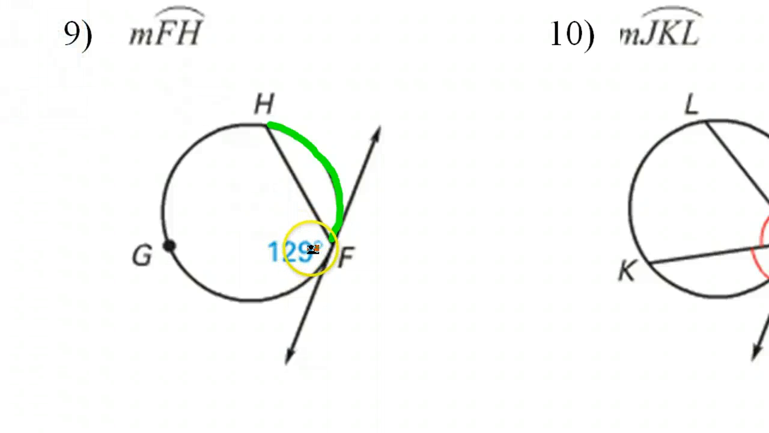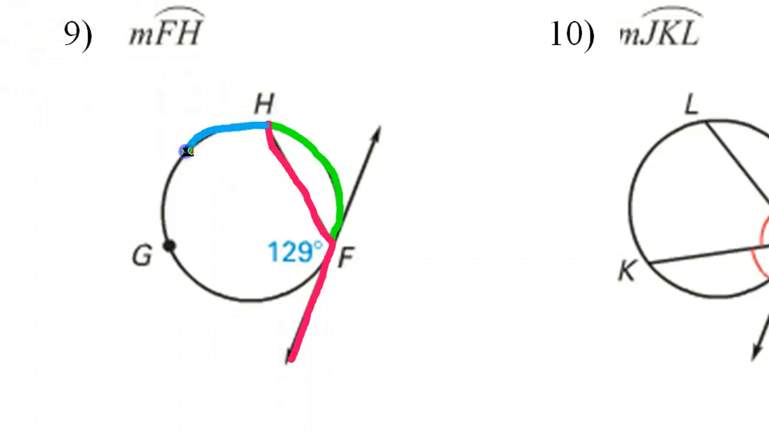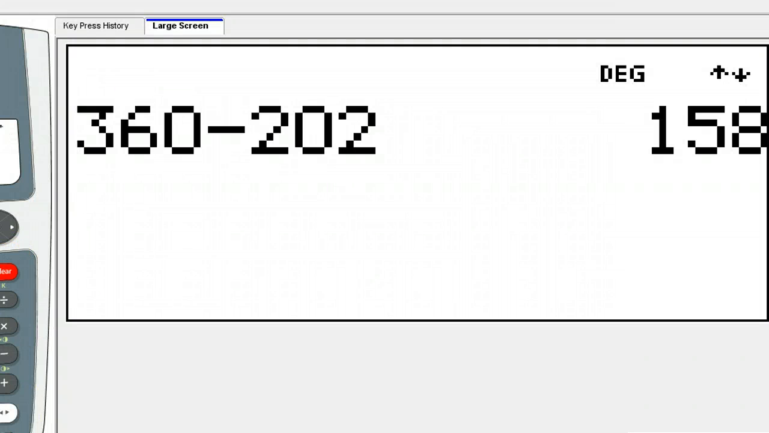I see the 129. That's this angle over here. The intercepted arc that goes with that is this blue arc right here. So, if I double the angle, I should have this big old arc. So look, double 130 would be 260. So this must be 158. I mean I could use a calculator.